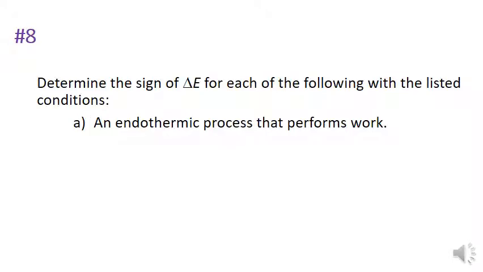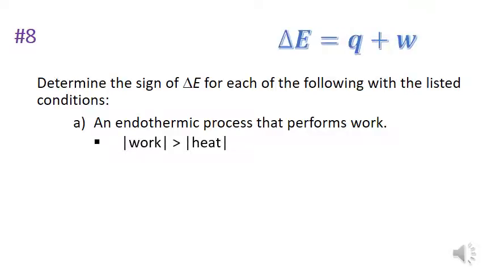I know this is super twisted, but this is one of my favorite questions. I'm giving you time to read it. Okay, well, we're looking at processes that perform work in delta E, so we're probably going to be looking at a specific equation. So this is an endothermic process. So what is the sign of Q going to be? Well, Q will be positive.